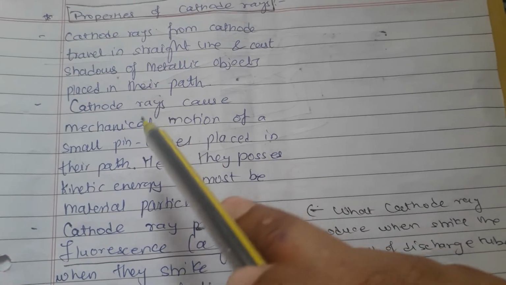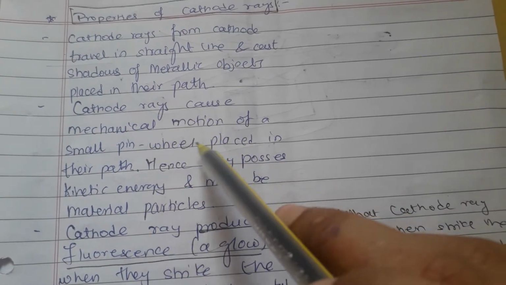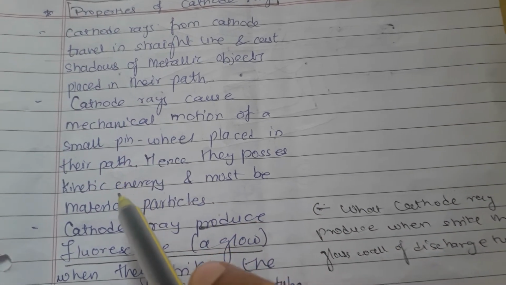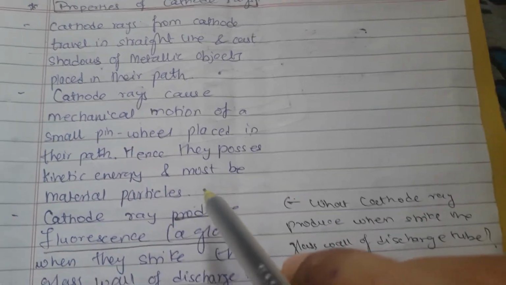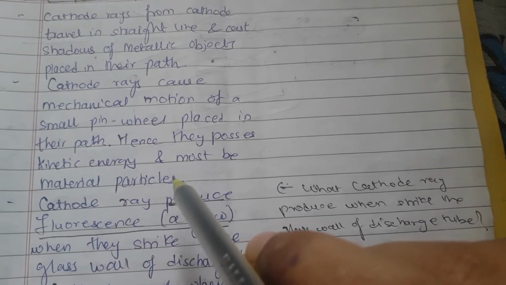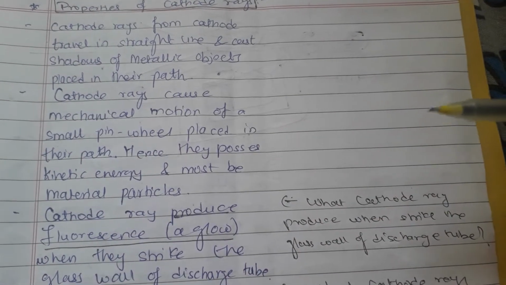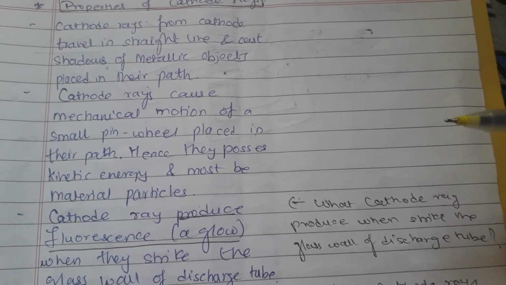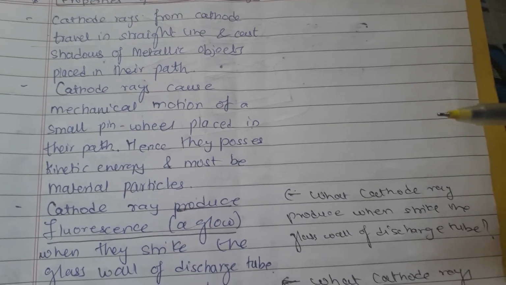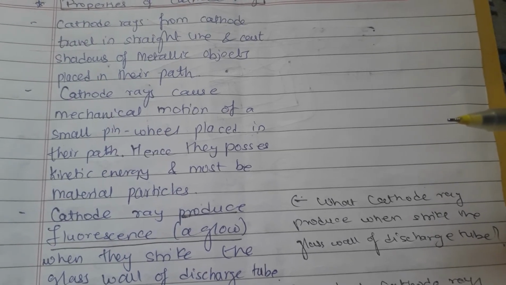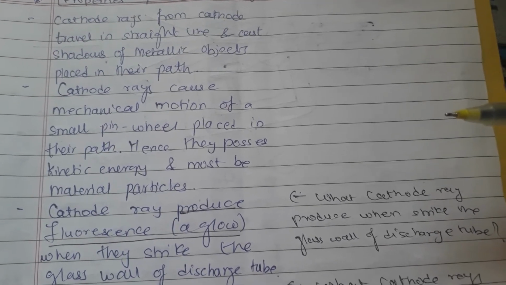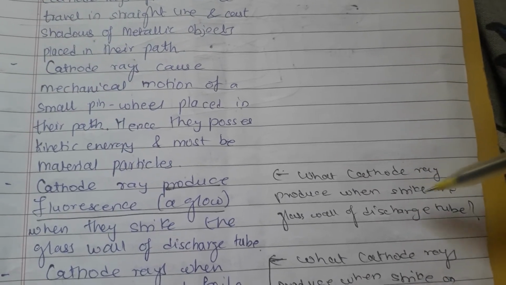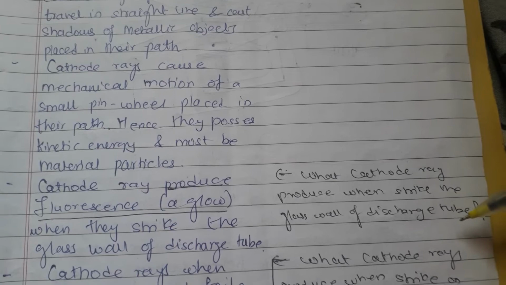Cathode rays cause mechanical motion of a small pinwheel placed in their path, hence they possess kinetic energy and must be material particles. What do cathode rays cause? They move small pinwheels in their path, they possess kinetic energy, and are material particles. What do cathode rays produce when they strike the glass wall of the discharge tube?